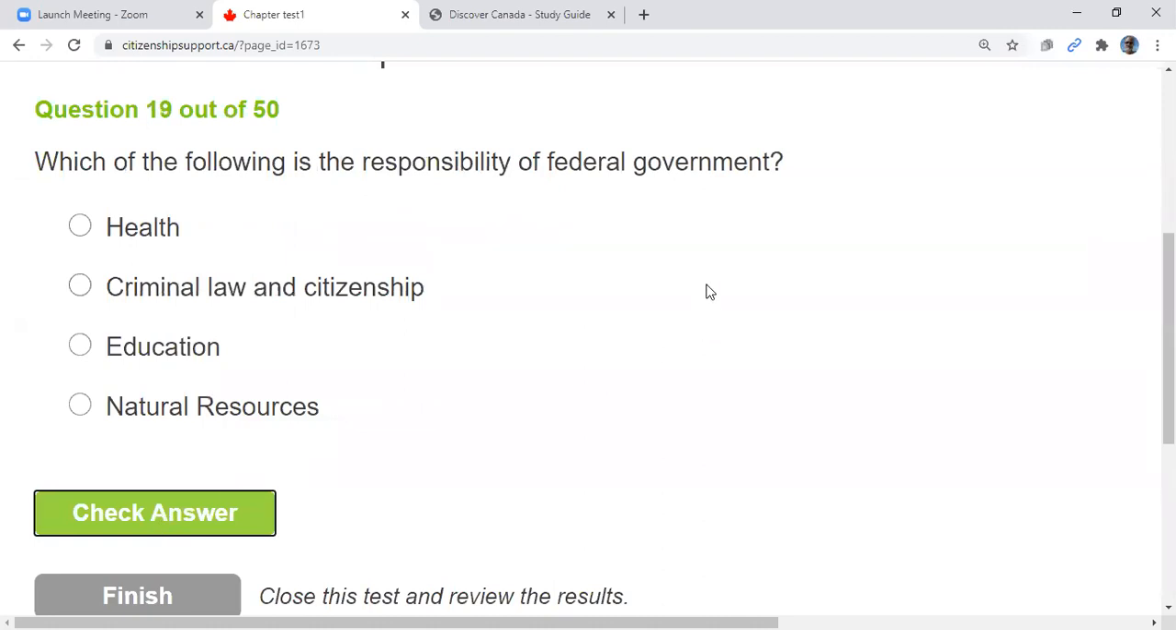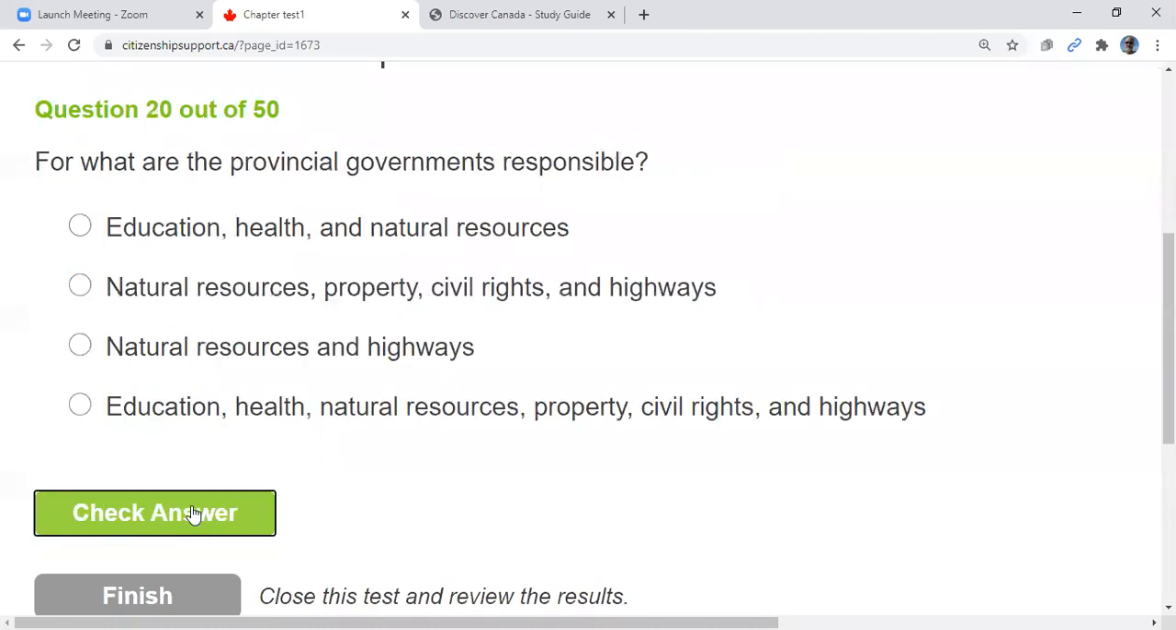And then let's see, Gazala, would you like to do this one, please? Okay. Which of the following is the responsibility of the federal government? Health. Okay. Citizen. I think number 2. You guys are getting fast. That's very good. Okay. And then Mohammed, what's this one?